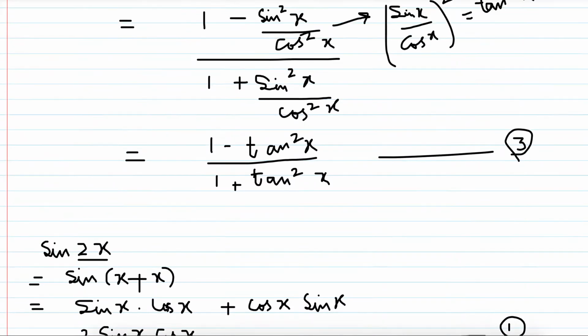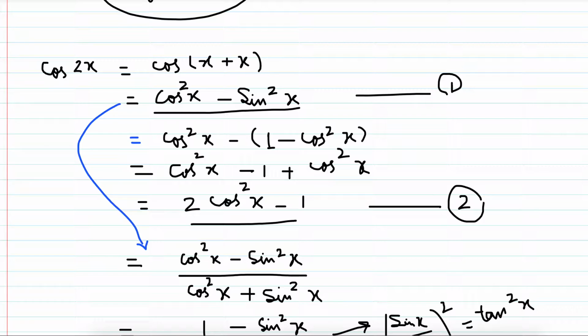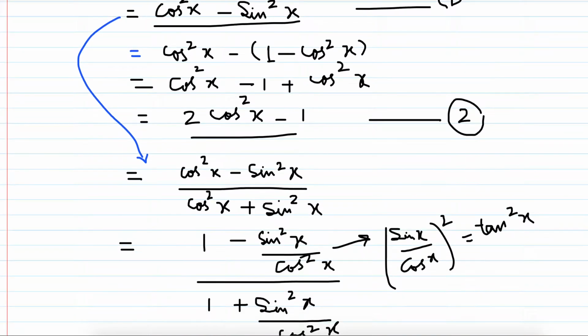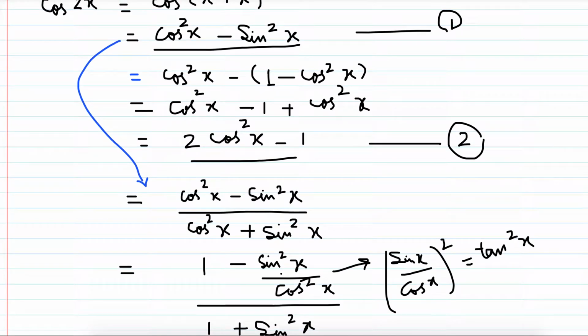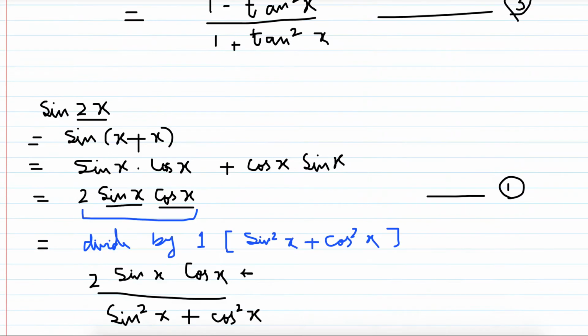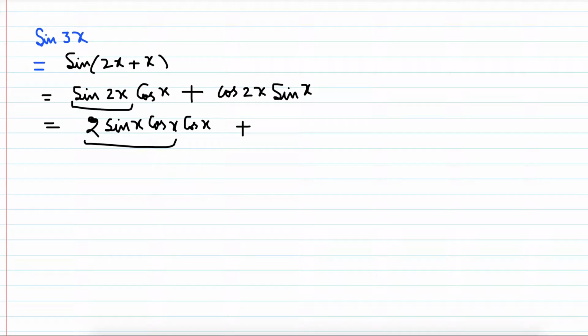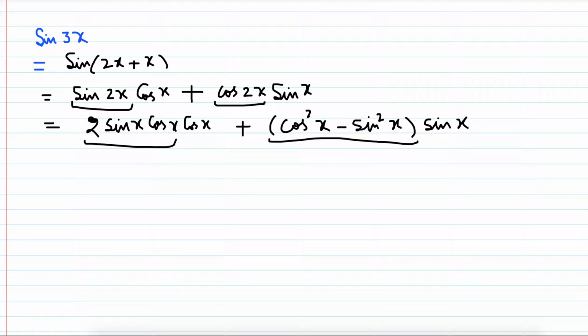And cos 2x is 2 cos square x minus 1. First, write it as cos square x minus sin square x, this term cos 2x. So the first term becomes 2 sin x and then cos square x.